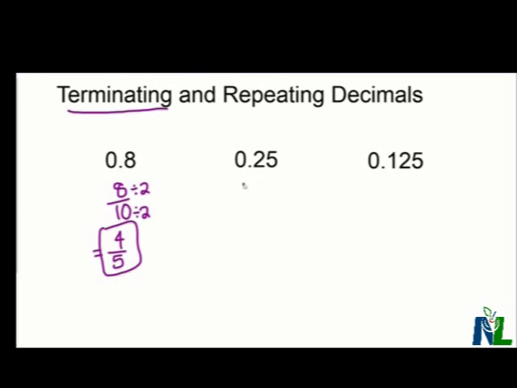25/100 as a fraction can also be reduced down to something smaller, because 25 is divisible by 25, and 100 is divisible by 25. And you might have already known this one. 25/100 is the same as 1/4.